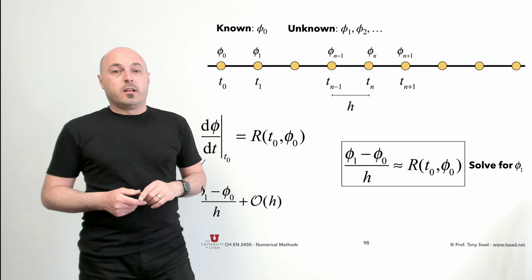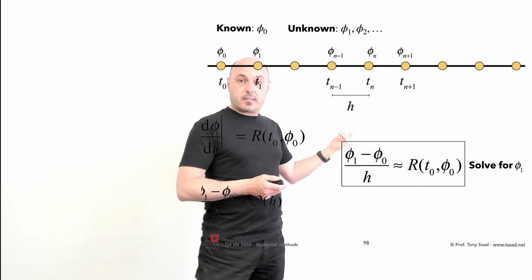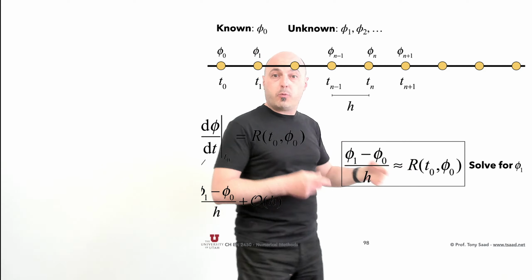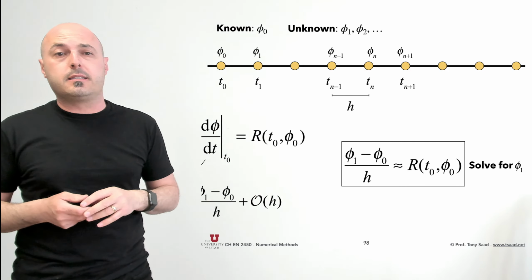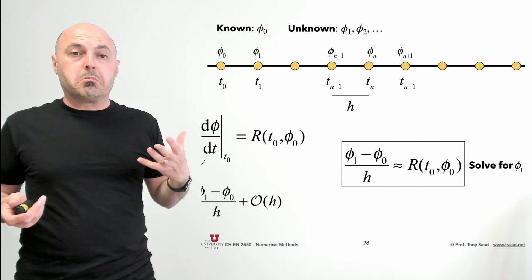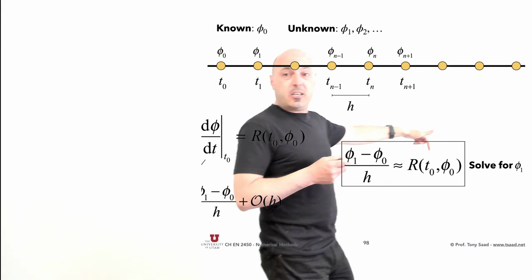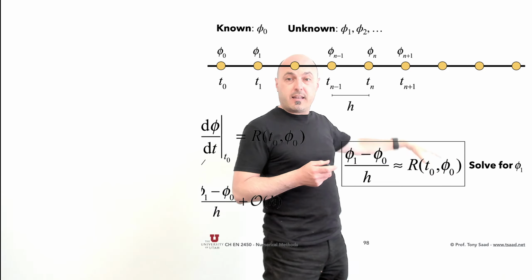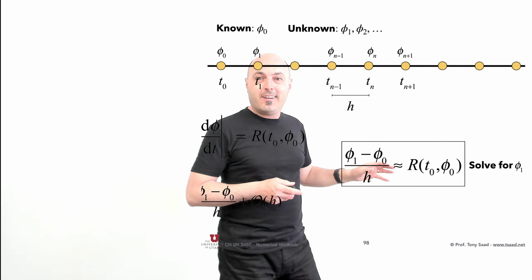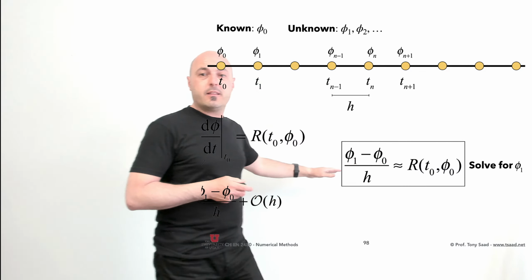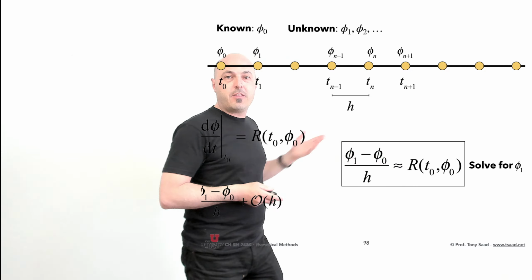phi0. Now, in this formula, what is known and what's unknown? Phi0 is known, that's given to us. And we know the form of the right-hand side, because that's the governing equation. It could be d phi by dt equals 5 phi squared times t. So we know the structure, the formula for the right-hand side, and at t0 and phi0, those are known values. So we can directly evaluate the right-hand side. So this entire thing is known on the right-hand side. H is known, phi0 is known, right-hand side is known. Then the only unknown is phi1.